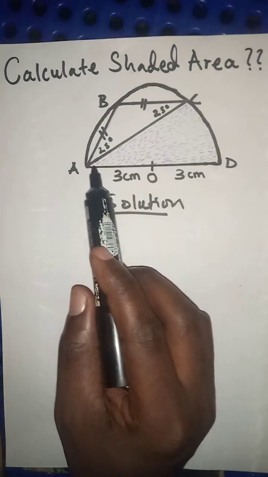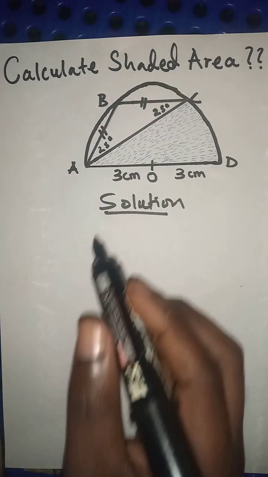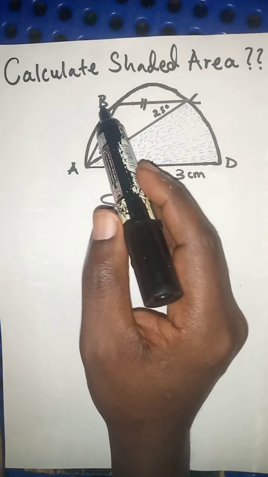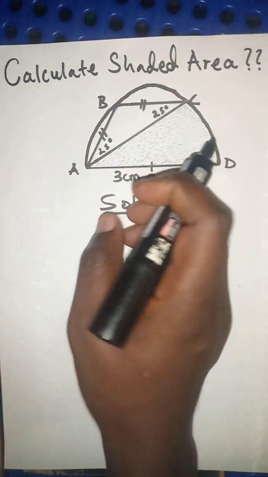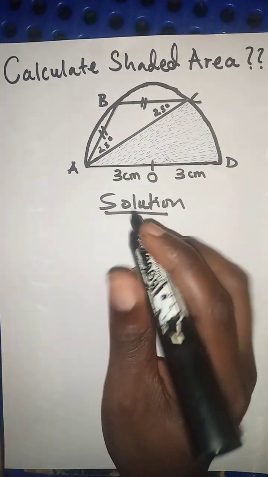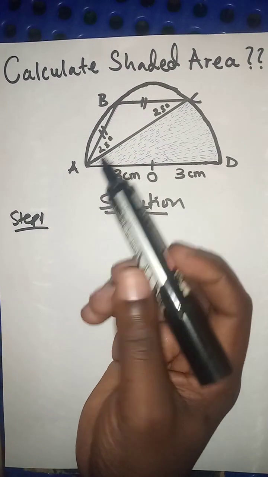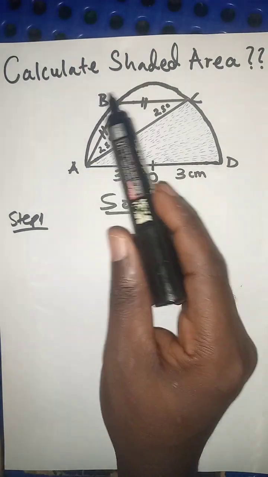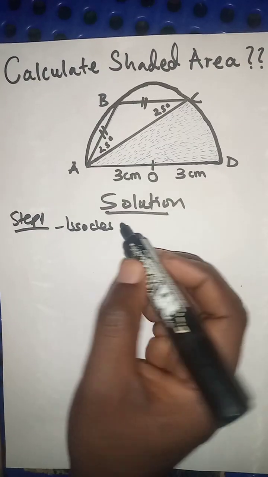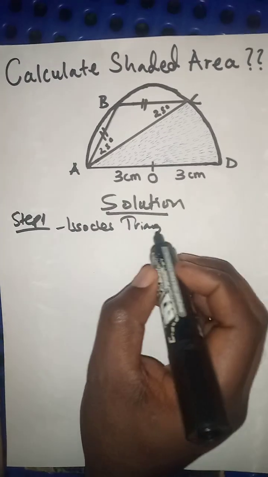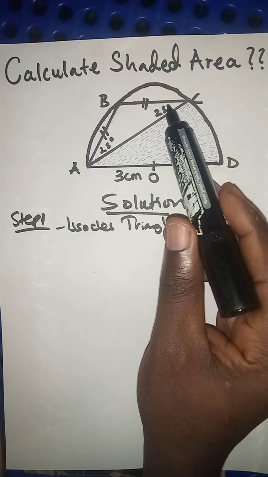If you look at this, I have a semicircle ABCD, and a given triangle ACB or ABC inside that semicircle. So my first step, look at triangle ABC. It is an isosceles triangle. And we know that in an isosceles triangle, the base angles are always equal.